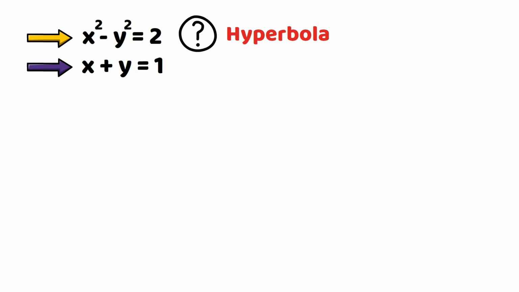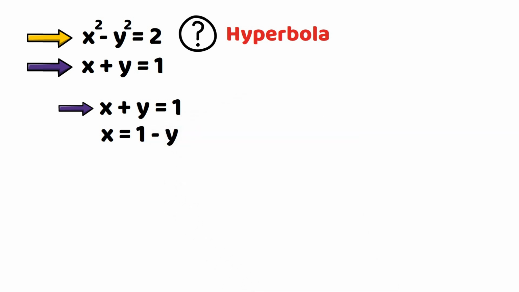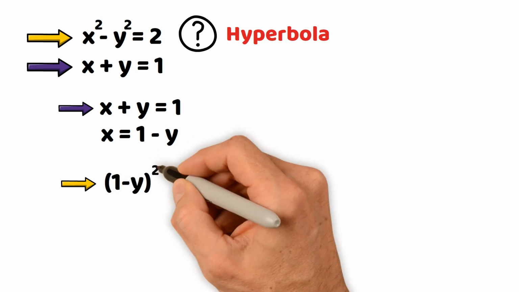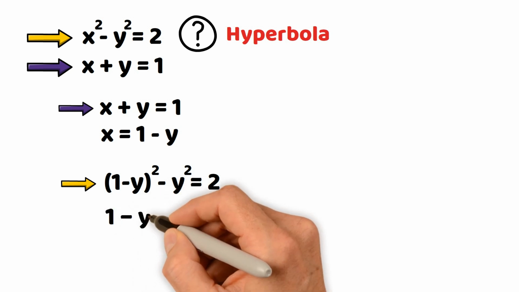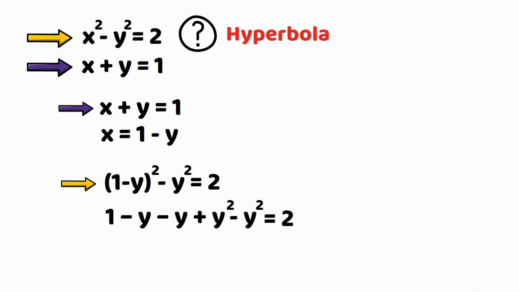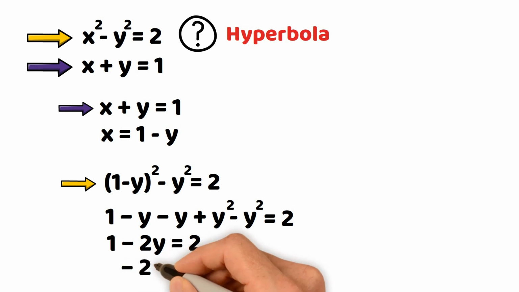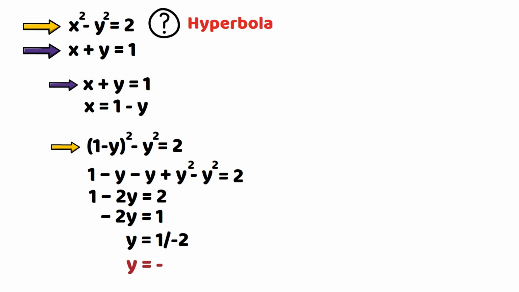Solve the second equation, x plus y equals 1, for, say, x, meaning x equals 1 minus y. Substitute the 1 minus y into the first equation, giving us (1 minus y) squared minus y squared equals 2. Use FOIL on the first expression, and the equation becomes 1 minus y minus y plus y squared minus y squared equals 2. This simplifies to 1 minus 2y equals 2. Subtracting 1 from each side gives us negative 2y equals 1. Divide by negative 2, and y equals negative 1/2.